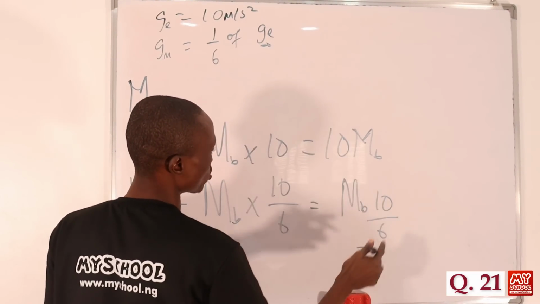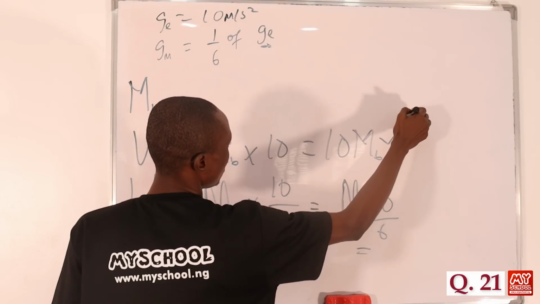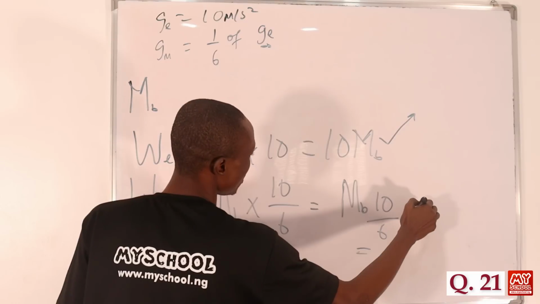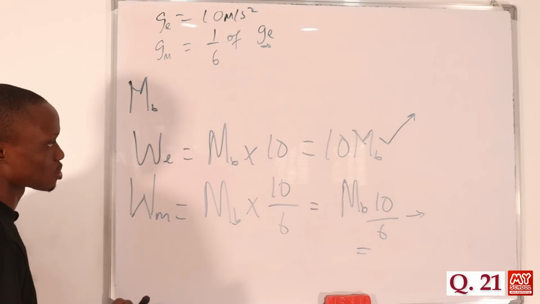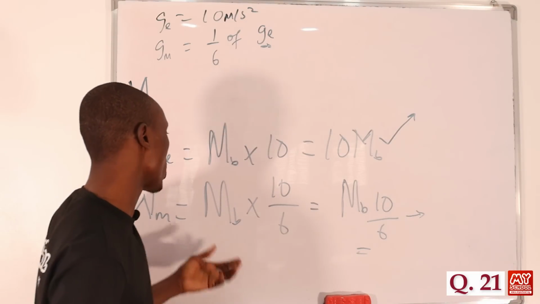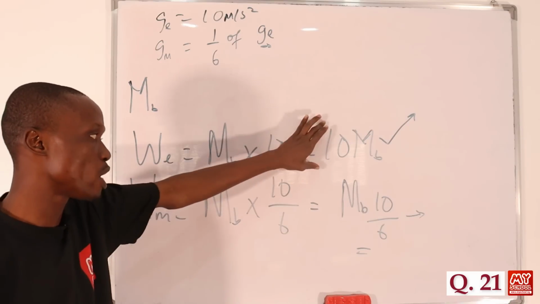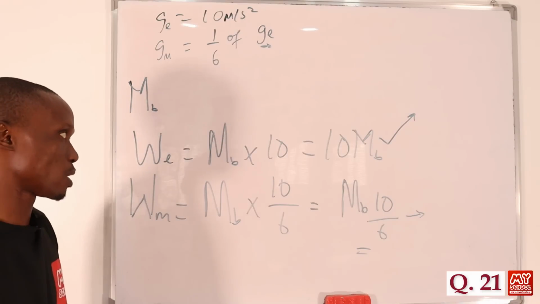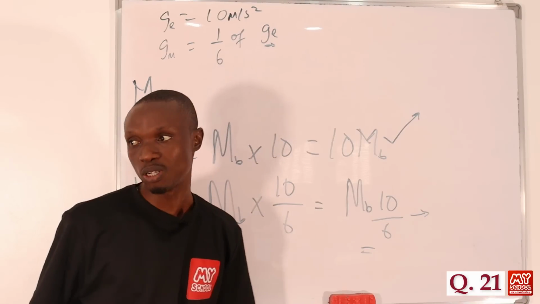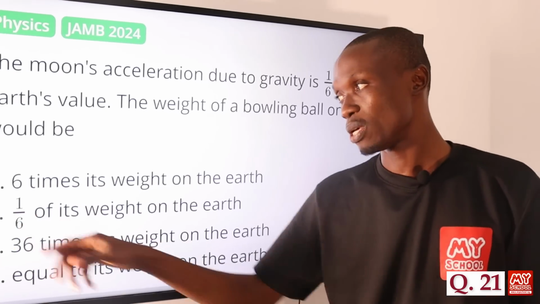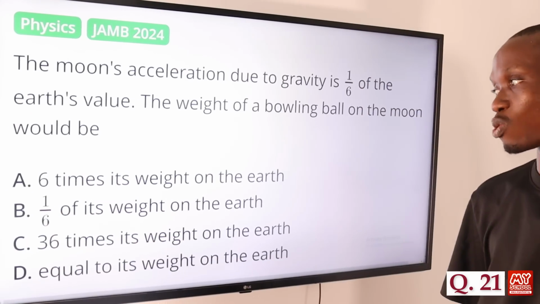So if you check very well, you discover that the weight on the Earth is greater than the weight on the moon. So in that case, we can say that the weight of the bowling ball on the moon is 1/6 of its weight on the Earth. So let's move over to the screen to pick the correct answer to this question, and that is option B, 1/6 of its weight on the Earth.